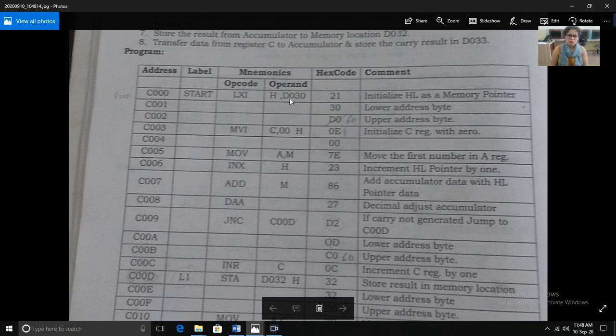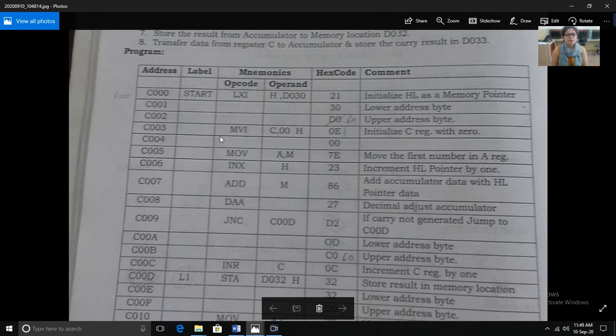As I have used 60, I have written 60 instead of D0. Okay, so this is 60. This is the upper address byte. So this is the address where the operand is stored, and the HL register will point to that location.